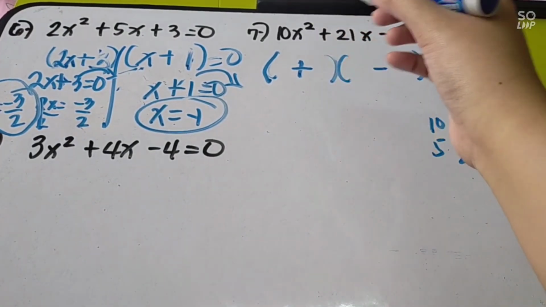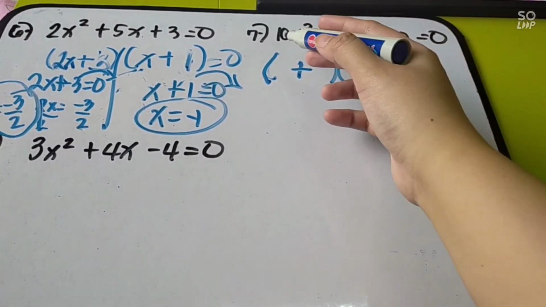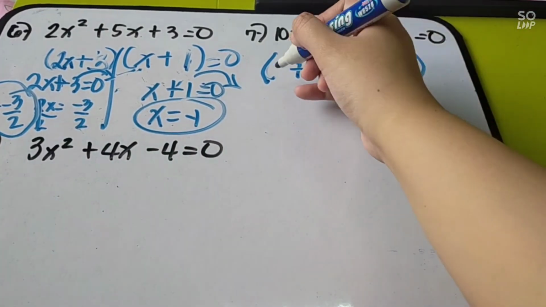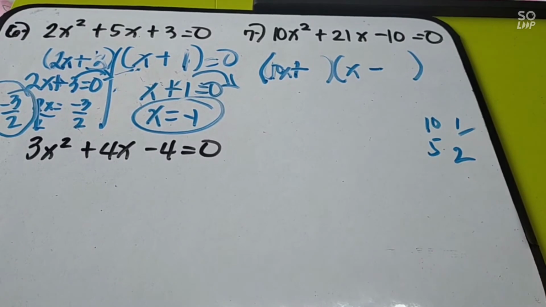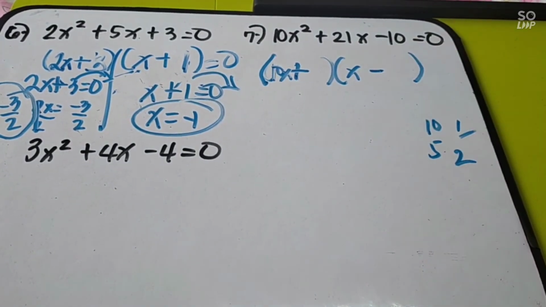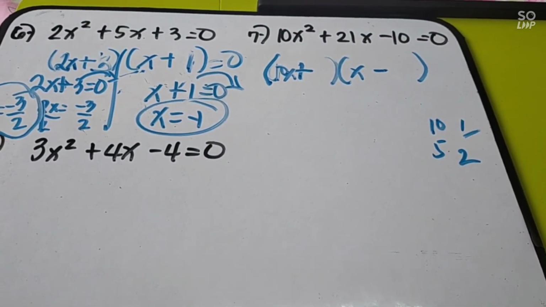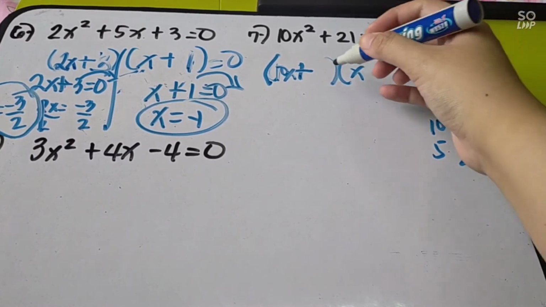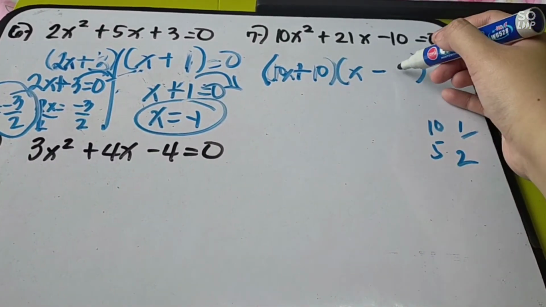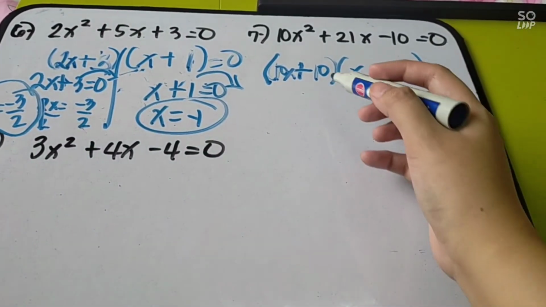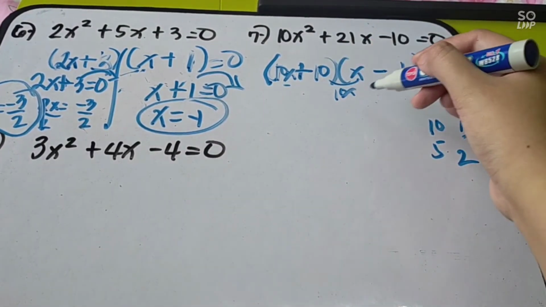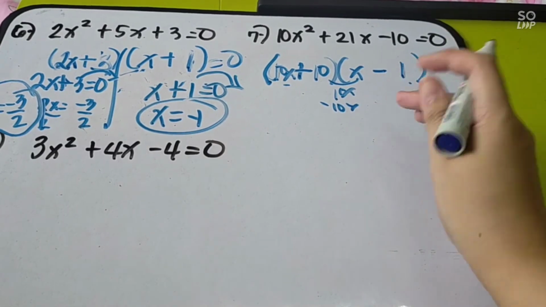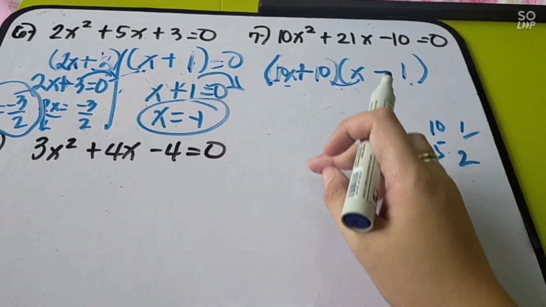So, let us have the first factors. So, 10 tayo. Dito tayo, 10 and 1. 10x at saka x. Dito sa 10 ay 10 and 1 ulit. Sige, gawin natin tong 10 ulit. Ito ay 1. Tingnan natin. 10 times x, that is 10x. 10 times negative 1, that is negative 10x. So, mali. Mali yung factors natin.